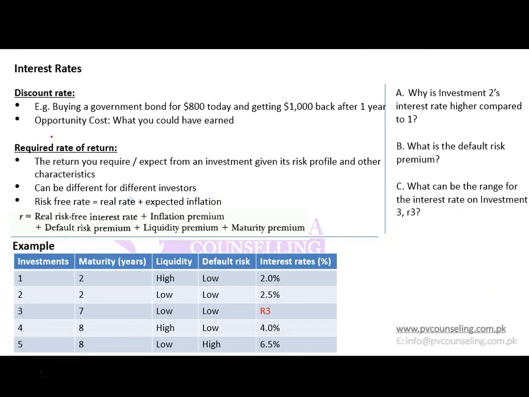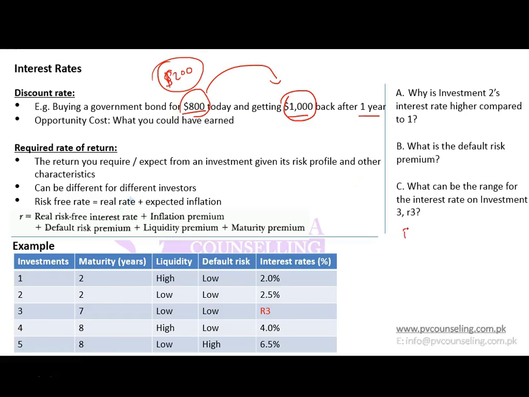Here is an example. For example, buying a government bond for $800 today and getting $1,000 back after 1 year. So if you have bought a bond for $800 today and you are getting $1,000 after 1 year, that means you are getting some return. You are earning some return of $200. This $200 is your return, and this $200 in percentage terms would be your discount rate.